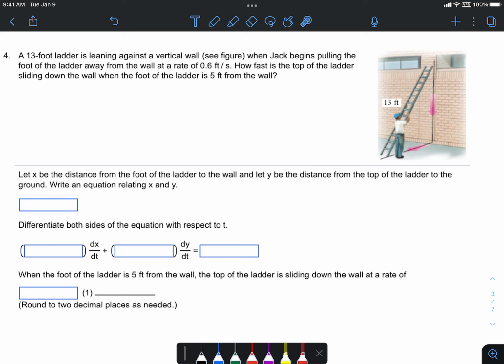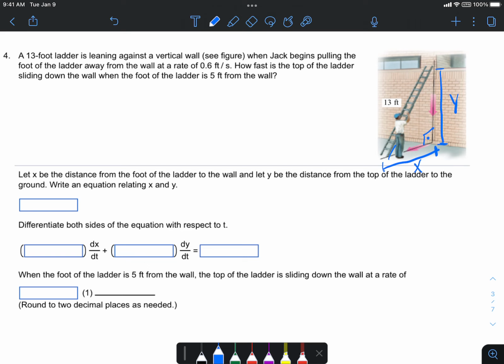So we're asking several things here, and for these questions you always start by naming the quantities you're being asked about, right? So if I say that the height of the top of the ladder is y and that the distance of the bottom of the ladder to the wall is x, this here would give me a right angle because we're assuming the wall is standing straight up.